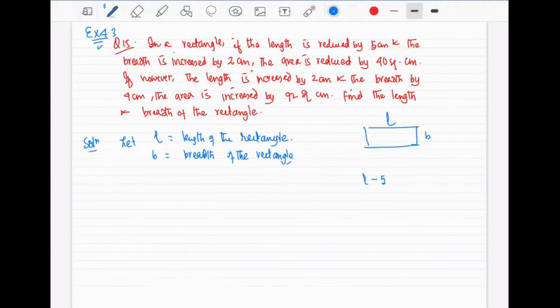So from the length, if I reduce it by 5 centimeter, and the breadth is increased by 2 centimeter. So the breadth is increased. That means we have to add a certain value. How much? 2 centimeter. I'm just writing 2 here. Then what happened? The area is reduced by 40 square centimeter.